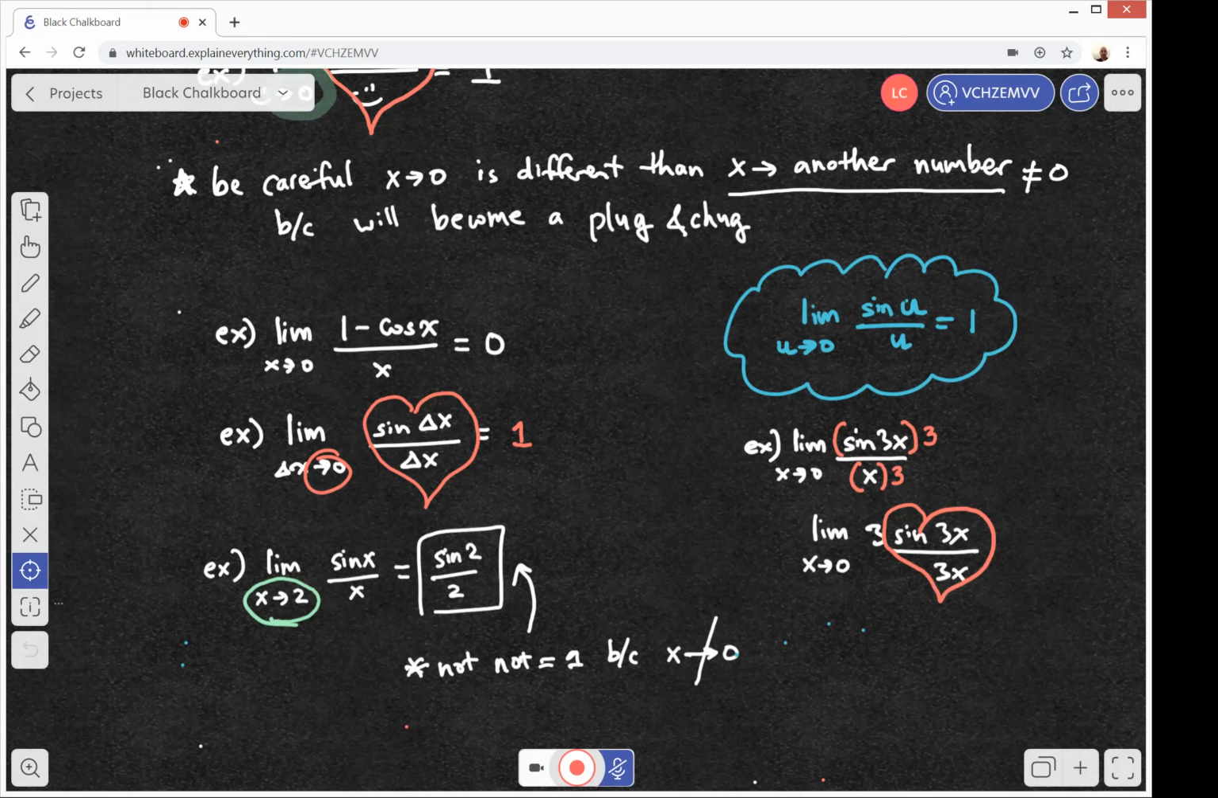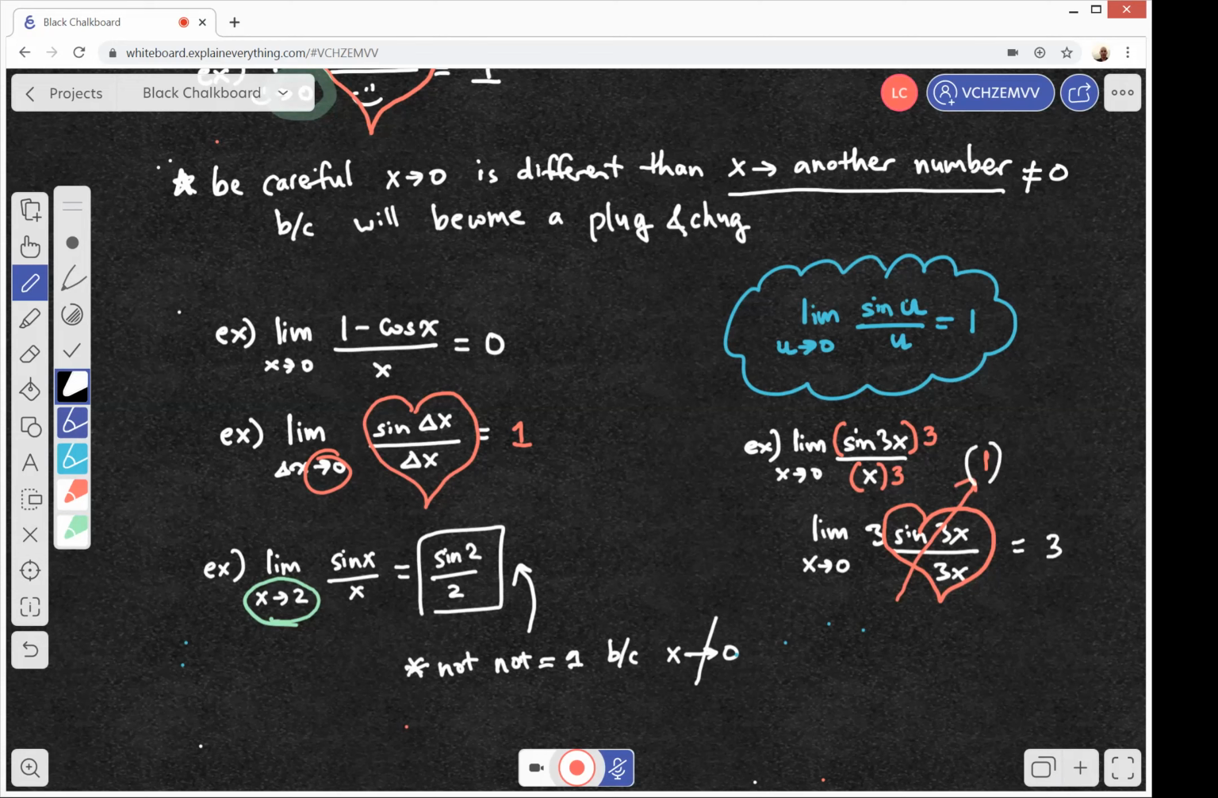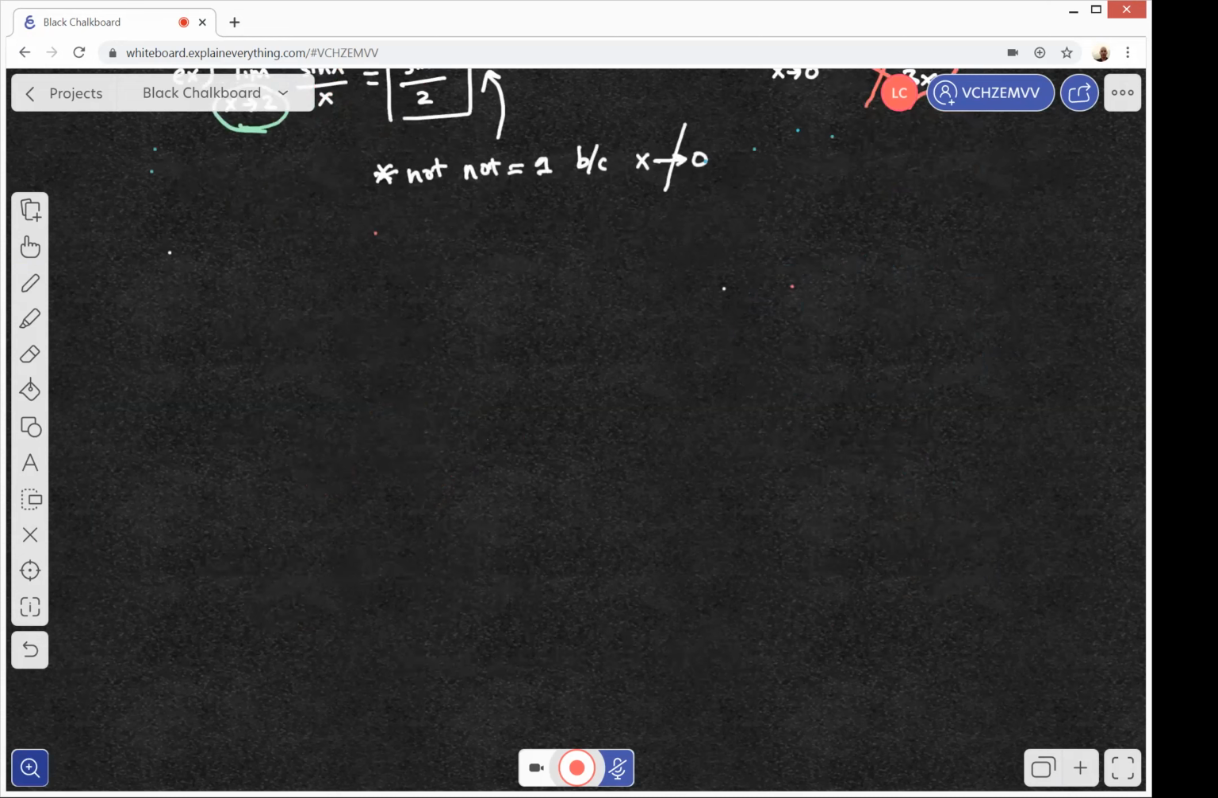All right, so let's write down the answer. This cancels, becomes a 1. So there's just 3 times 1 in terms of our answer, and so the answer is 3. 3 times this 1 is really 3. So that's our answer in that problem. All right, let's try another example.